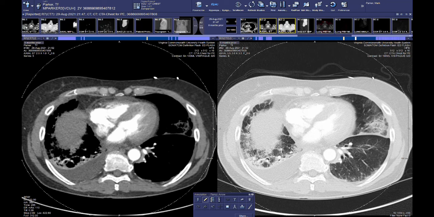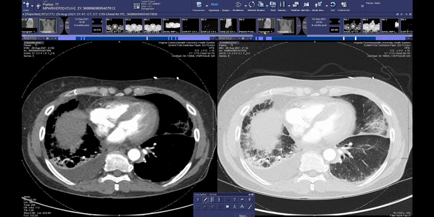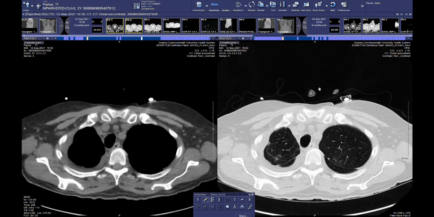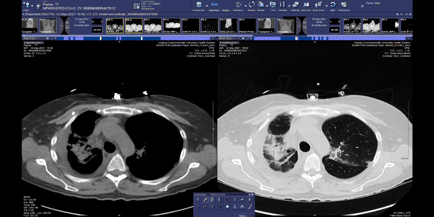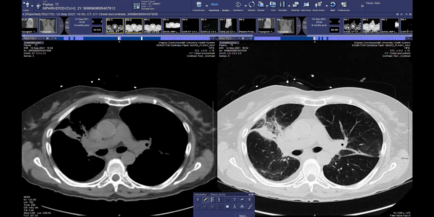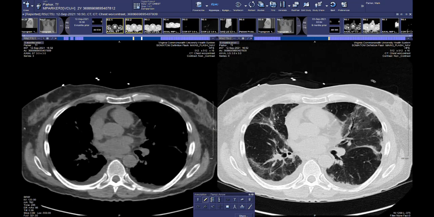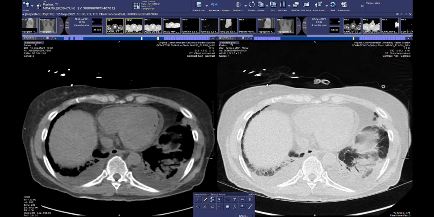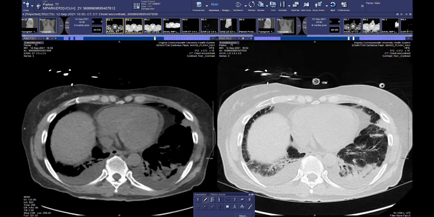I will skip the September 3rd, 2021 examination because it didn't really show any significant changes other than increasing left pleural effusion. We'll jump now to the September 12 examination. And you can see this is an unenhanced examination. We still have bilateral pleural effusions, right greater than left. They have slightly decreased in volume. We have a trace amount of pericardial fluid, but it's slightly larger. The lymphadenopathy has not really changed.